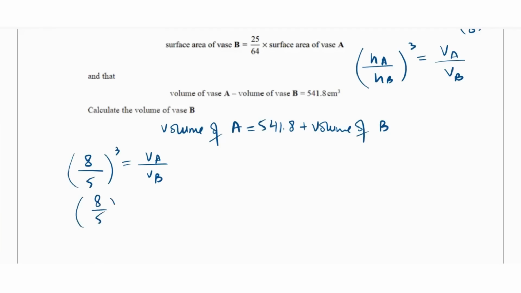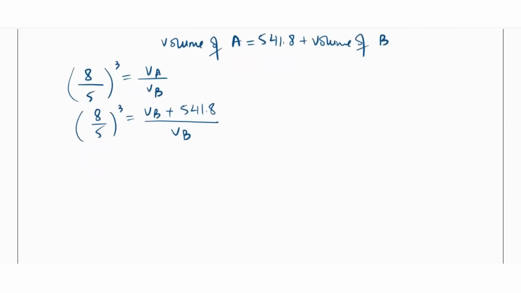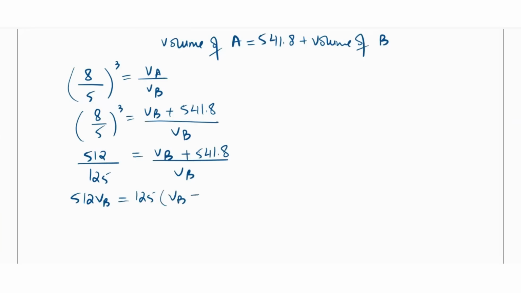So let's replace that with volume of B plus 541.8 divided by volume of B. Now, if you look at our equation, we just have one unknown, which is volume of B. So 8 cubed is 512 and 5 cubed is 125. That equals volume of B plus 541.8 over volume of B, cross multiply. 512 times volume of B equals 125 times volume of B plus 541.8.